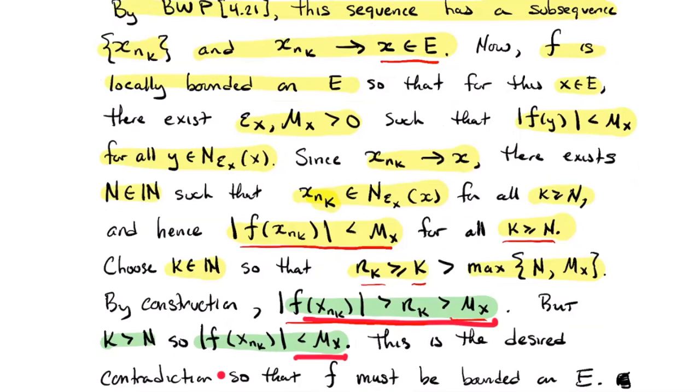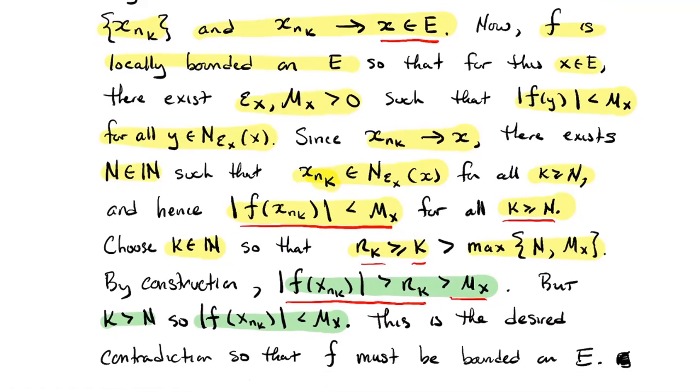So that's our contradiction. So where did the contradiction spring from? It sprung from when we assumed f wasn't bounded on E. So therefore f is bounded on E, and that completes the proof of the theorem.